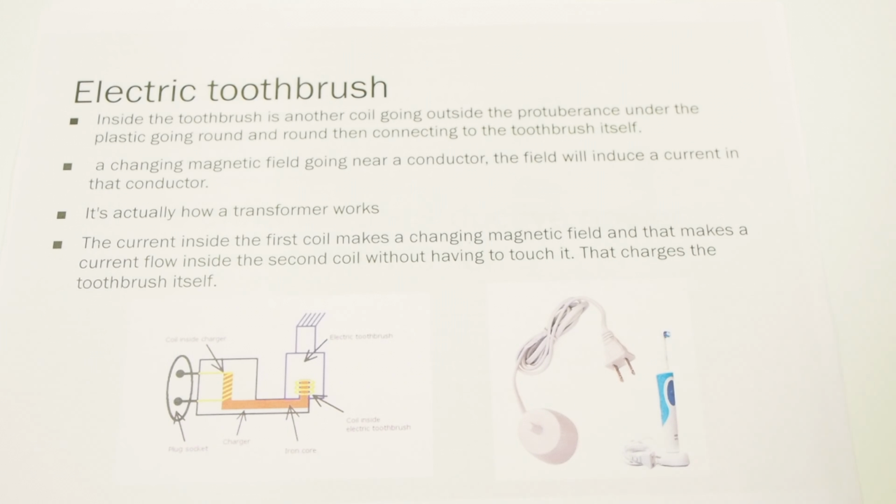The current inside the first coil makes a changing magnetic field, and that makes a current flow inside the second coil without having to touch it. That charges the toothbrush itself. Inductive charging uses an electromagnetic field to transfer energy from transmitter to receiver.